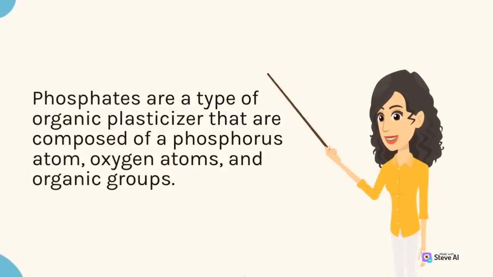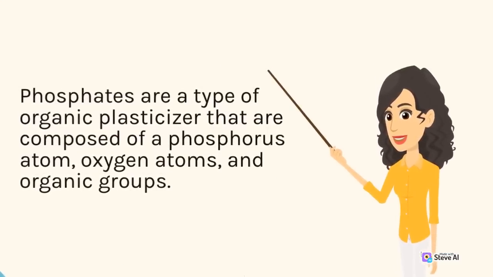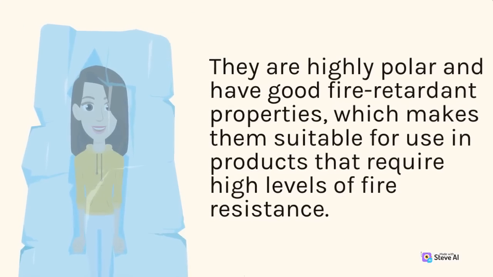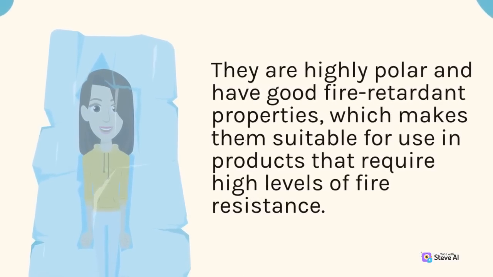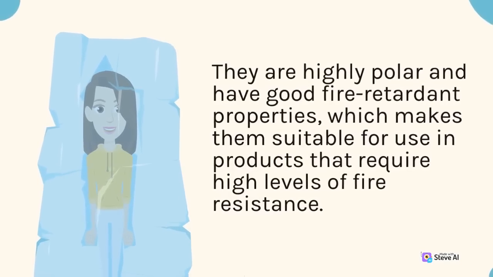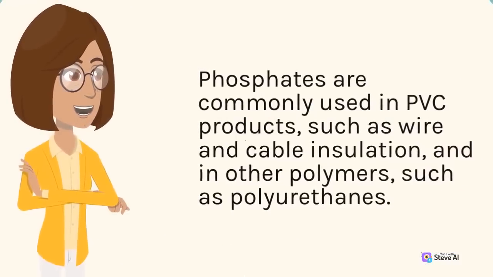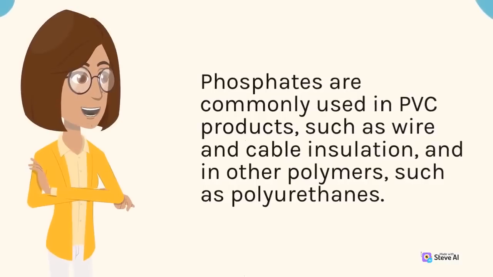Phosphates are a type of organic plasticizer that are composed of a phosphorus atom, oxygen atoms, and organic groups. They are highly polar and have good fire retardant properties, which makes them suitable for use in products that require high levels of fire resistance. Phosphates are commonly used in PVC products, such as wire and cable insulation, and in other polymers, such as polyurethanes.